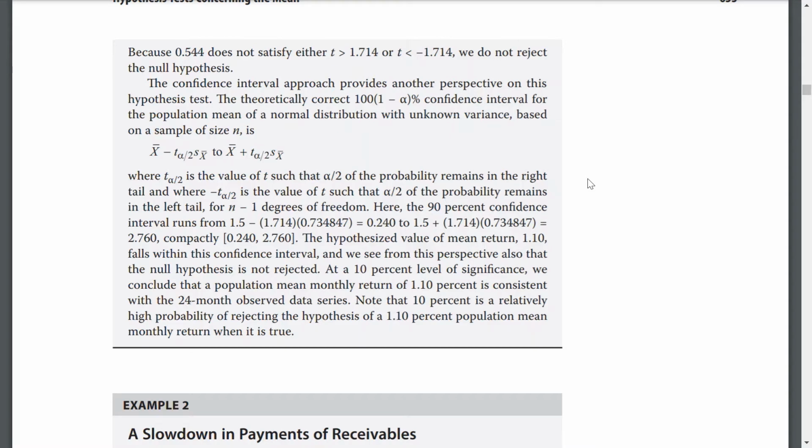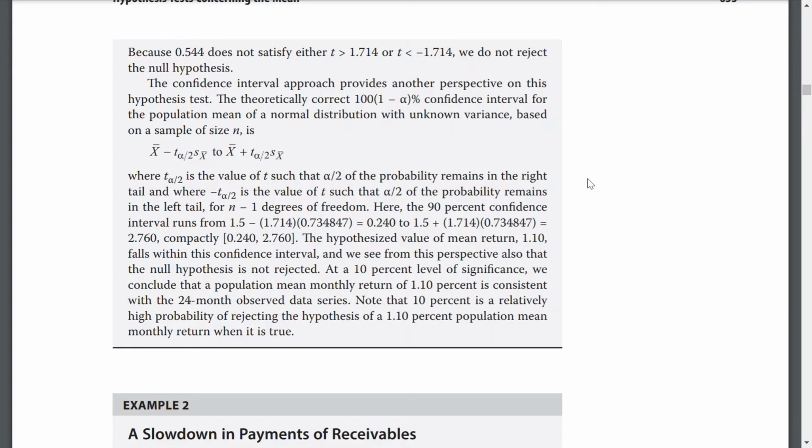In the hypothesis test, the theoretically correct 100 multiplied by 1 minus alpha percent confidence interval for the population mean of a normal distribution with unknown variance, based on a sample size of n, is this, where t sub alpha divided by 2 is the value of t such that alpha divided by 2 of the probability remains in the right tail, and where negative t sub alpha/2 is the value of t such that alpha divided by 2, or 1/2 alpha, of the probability remains in the left tail.